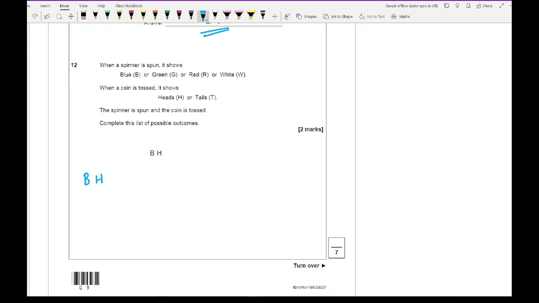the coin throw. So here I've got blue and a tail. Then I'm going to change colour, so I've got green and H and tails. Then I'm going to change to red, in which I've got H and T. And then I'm going to go to my final colour, which is white, in which I could have a white and a head or a white and a tail. So there are 8 different combinations in total.